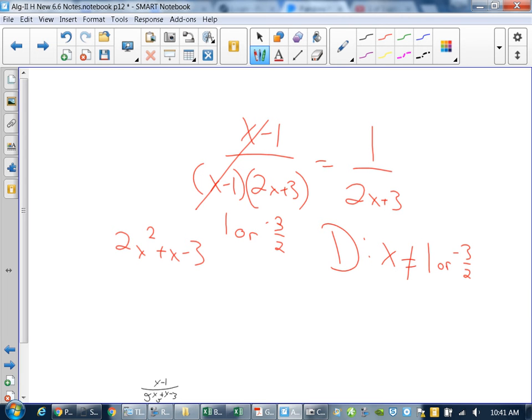Your domains, you're basically going to be plucking out the values that it cannot be. Otherwise, if you say, like the other problems there, like 21, 22, where you're adding or subtracting and all that, none of those values are going to give you an undefined setup.